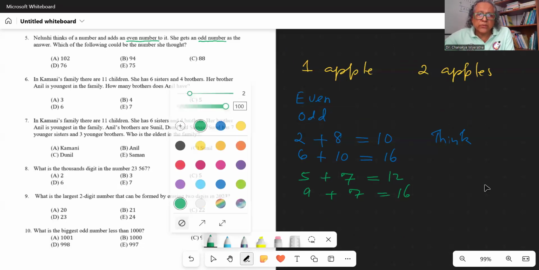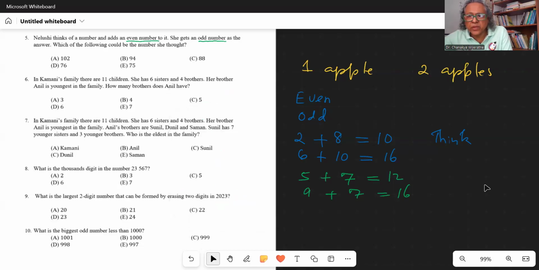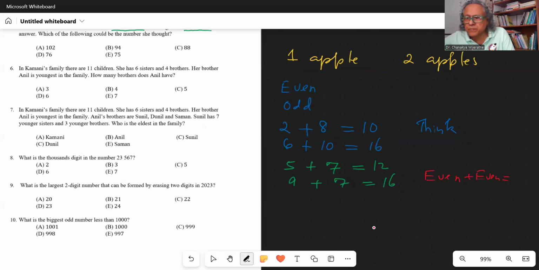So we can write these rules like this, in shorthand. Even plus even is even, right? And odd plus odd is odd.